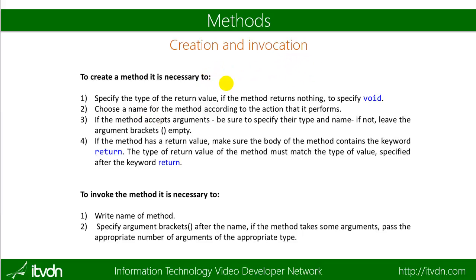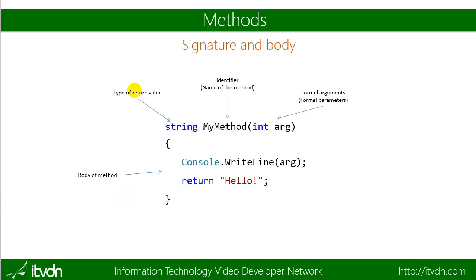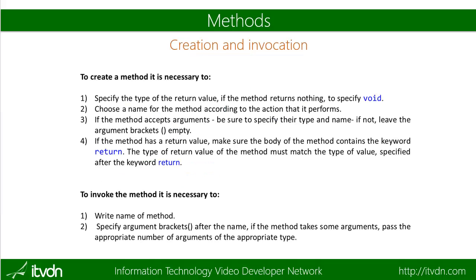Now, in this last slide, what we have here are some rules of how to create a method and then how to invoke or call a method. So, to create a method, it is necessary to specify the type of the return value. If the method returns nothing, specify void. What does this mean? Let's go back to our creation. Here we have the return value. Here we want a string type to be returned. If we don't want anything to be returned, we write void here. You remember we looked at void, it returns nothing.